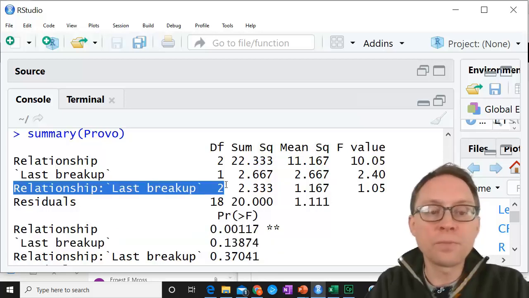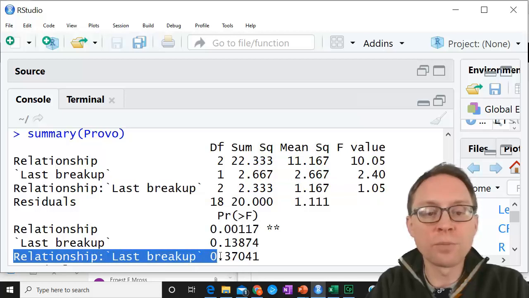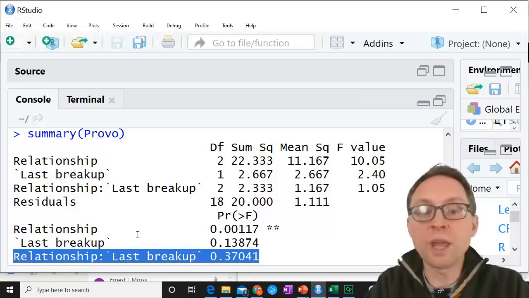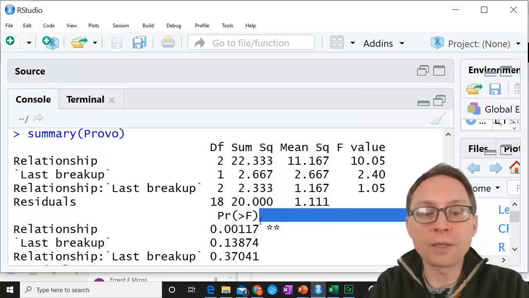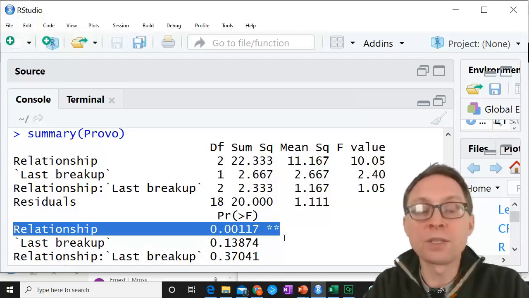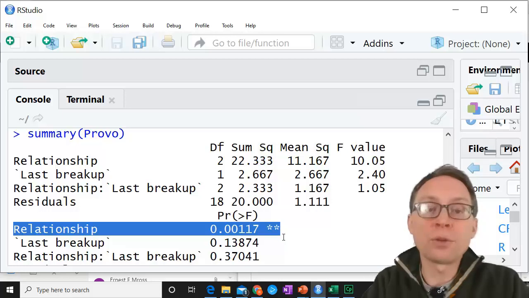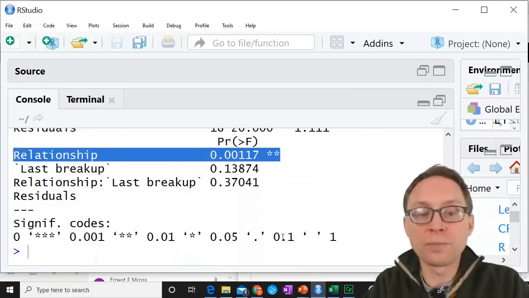The interaction is the combination of your relationship status now and what happened in your last relationship, when you were dumper or dumpee, and there's no significant difference between that combination. So what this is saying is we have one significant main effect. We have a significant main effect for relationship status. That is, we know that somewhere in there, there's a difference between people who are in a relationship and who are not in a relationship.